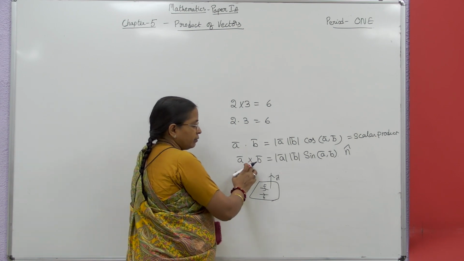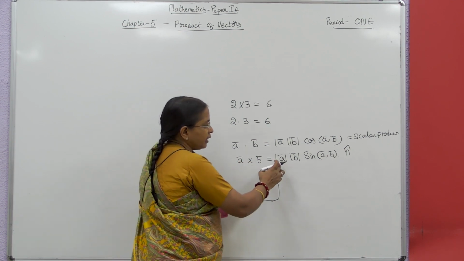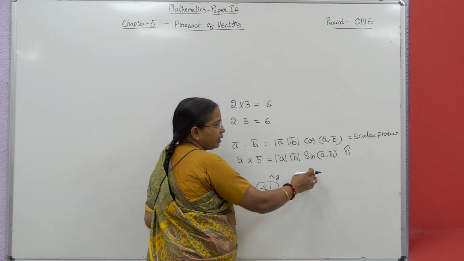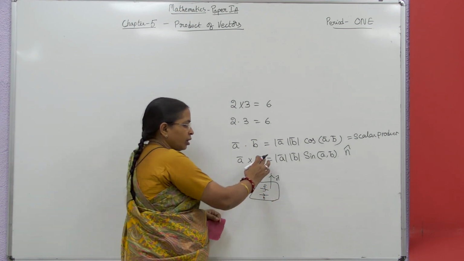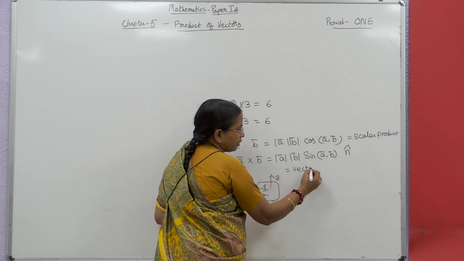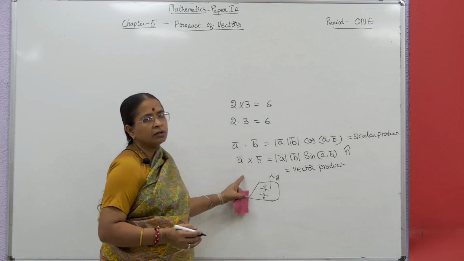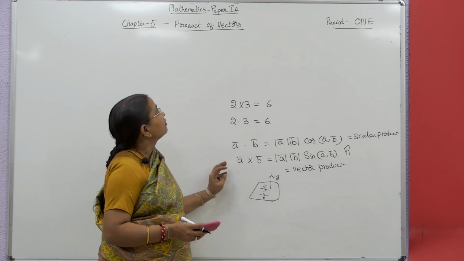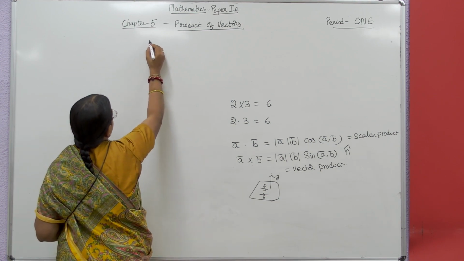Now cross product, when you write cross between A and B, it is defined as mod A, which is a number, and mod B is also a number, sine of angle between A and B is also a number, and n cap is a unit vector perpendicular to the plane containing A and B. So all this is a number. Some number into a vector is a vector. So this is a vector. Because of this, it is also called the vector product. So dot product and cross product are two different kinds of products that we define in product of vectors. Now first we'll study about this scalar product.